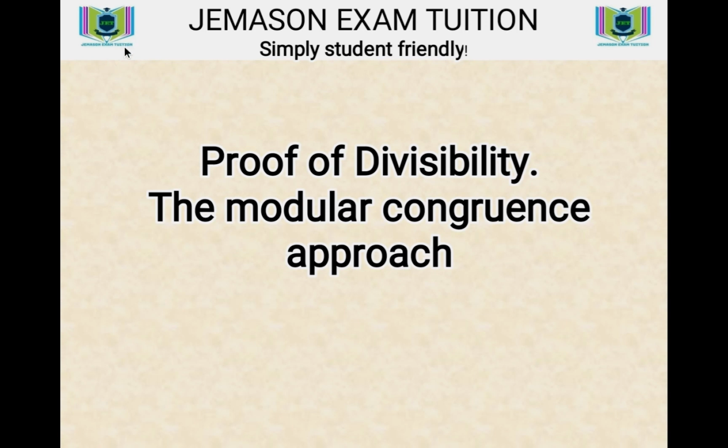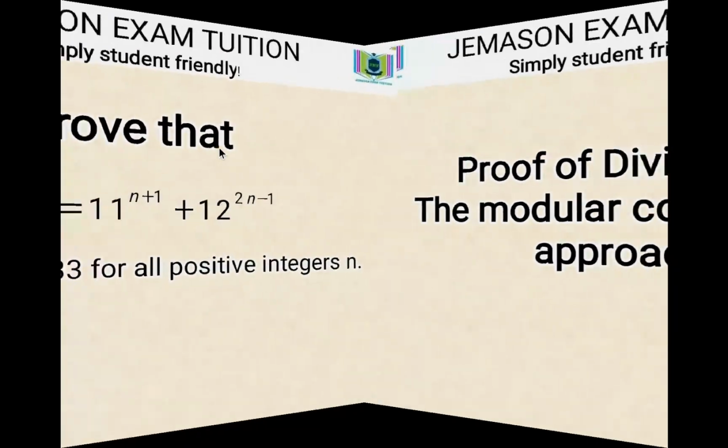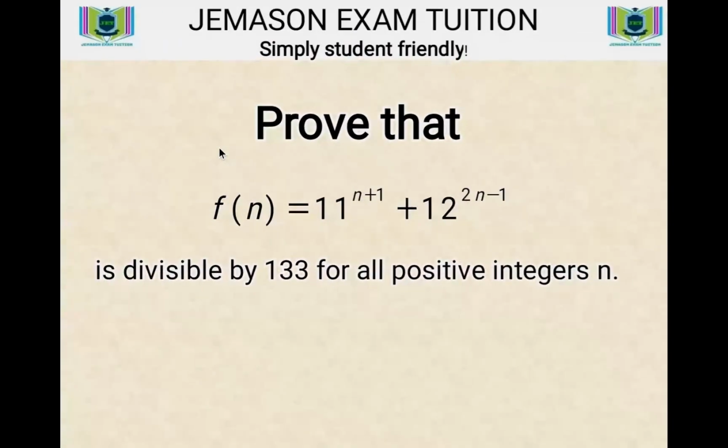Usually when you have a statement of the form, prove that f of n equals 11 to the n plus 1 plus 12 to the 2n minus 1 is divisible by 133 for all positive integers n, the tendency is always to use proof by mathematical induction. But there is also an exciting way of doing this proof using the modular congruence approach.